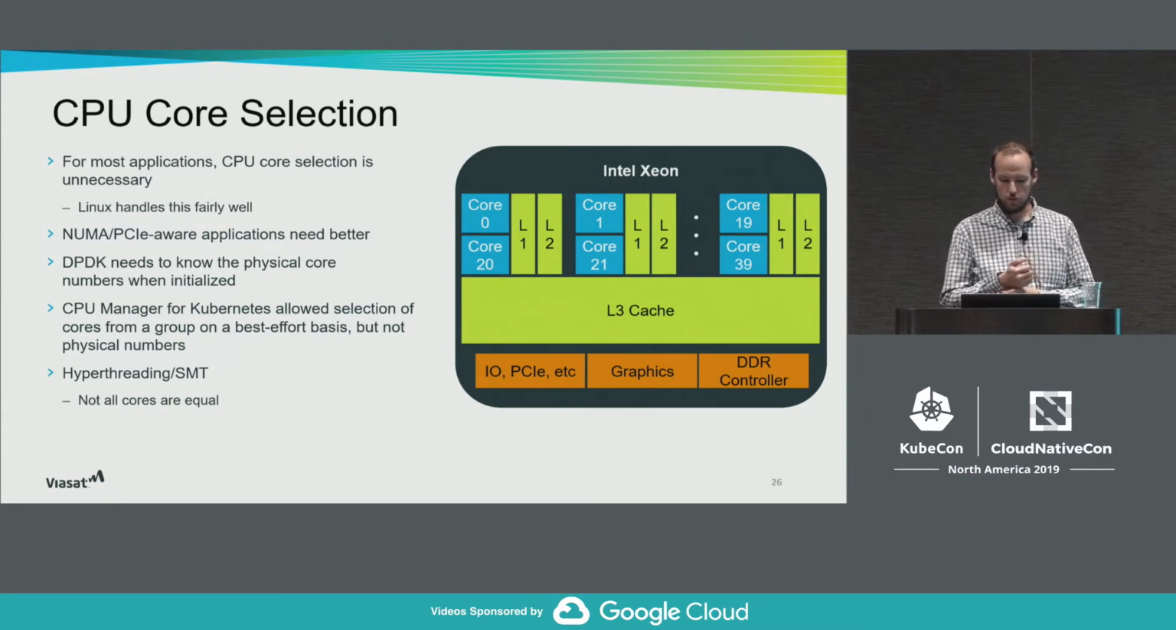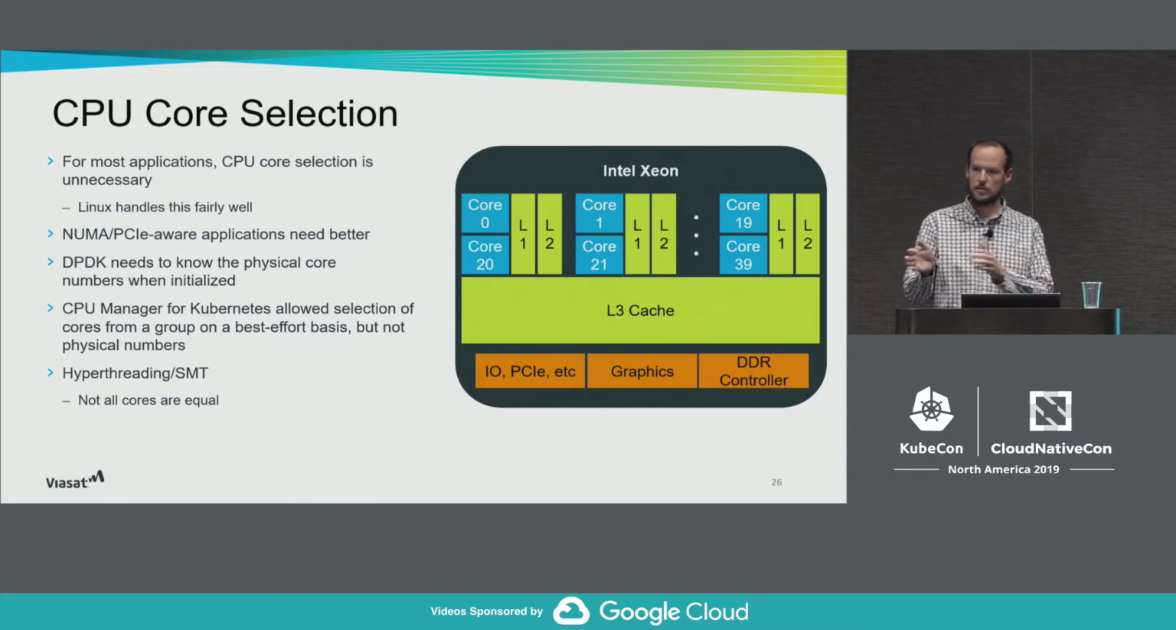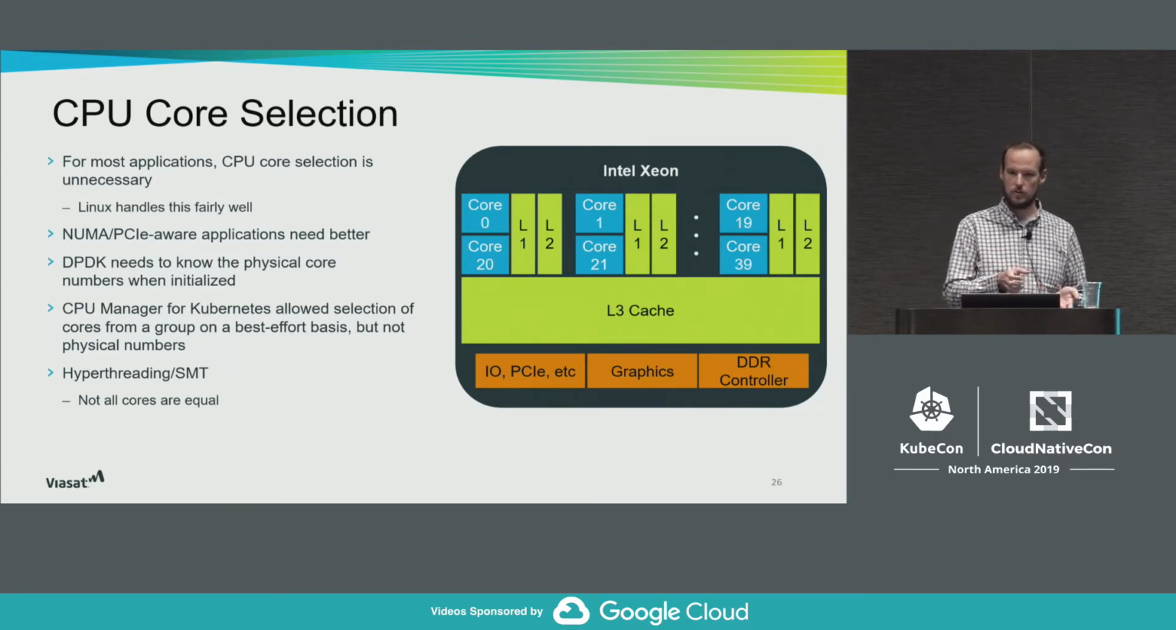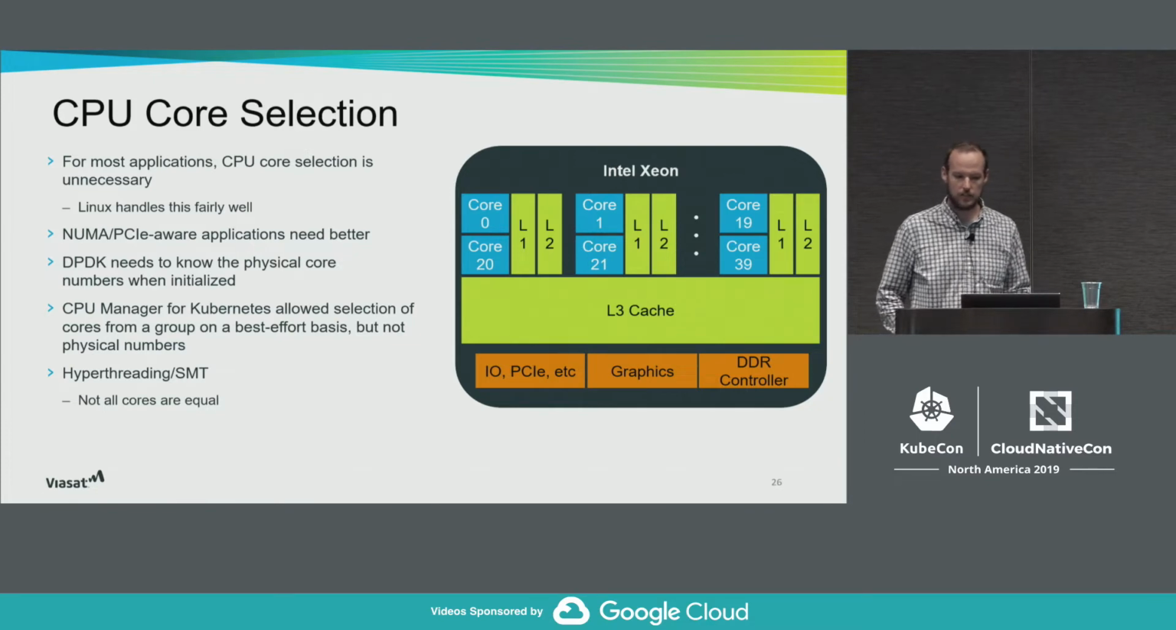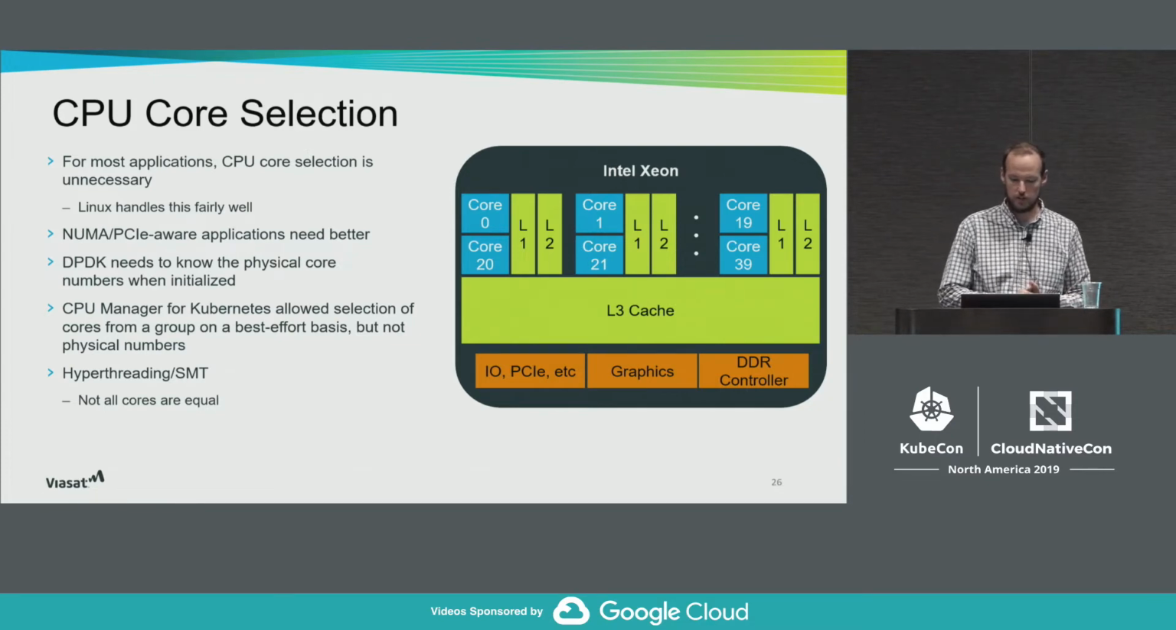But when you're working with NUMA and PCIe aware topologies, you need better than that, because you're typically looking for very low latency. So not only do you not want your processes moving around, but you want to pick a specific core that you know is isolated from all the other processes on your system. In addition, DPDK requires that you pass in the list of physical cores to it when it's initialized. So you have to know it when you're initializing DPDK.